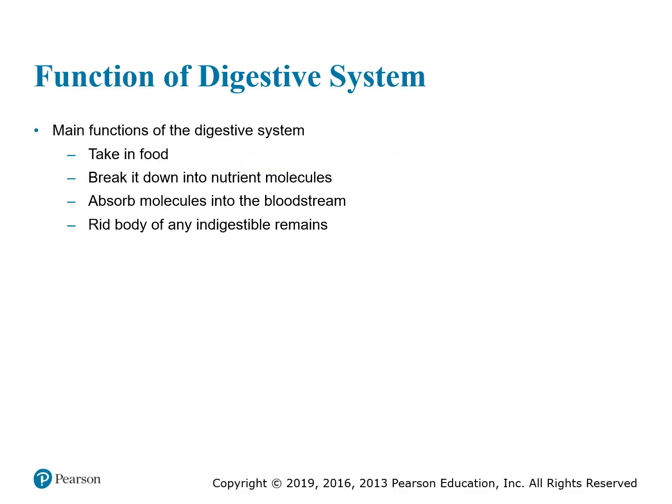Let's go over the main functions of the digestive system. Our digestive system takes in food. We eat food through our mouth, which is part of the digestive system. And then the digestive system breaks it down into nutrient molecules, which can be absorbed into the bloodstream, and then it rids the body of the indigestible remains.